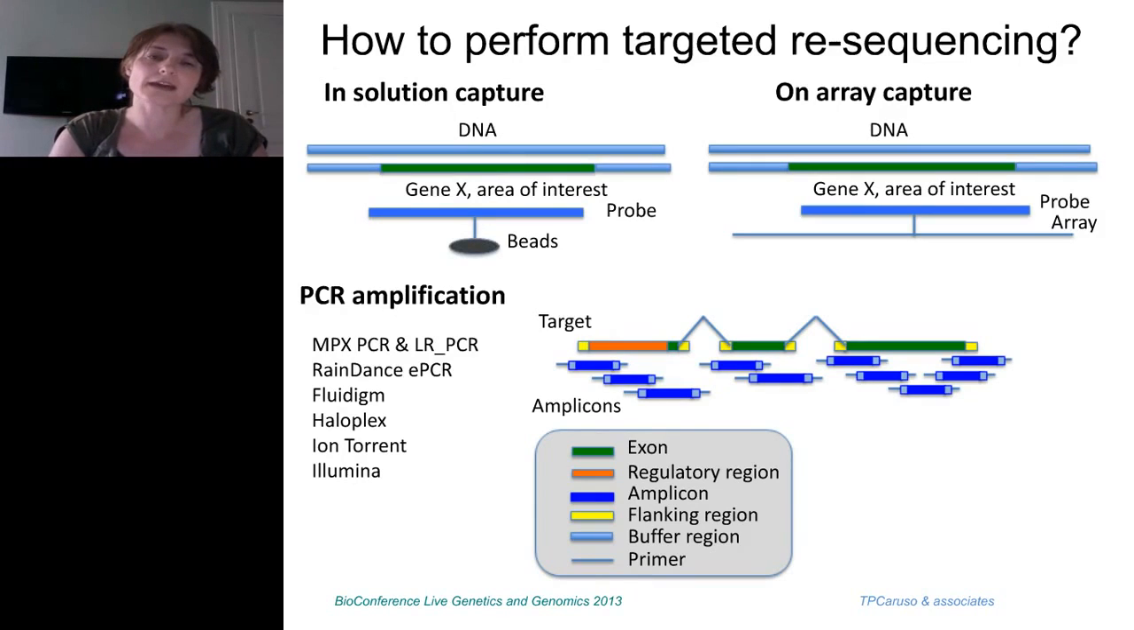PCR amplification, on the other hand, there is a number of different ways of doing it. The simplest is just multiplex PCR. You can use also Raindance, Fluidigm, Haloplex, or any of the proprietary systems from any of the companies. The main difference here is that the primers that you design have to be screened for SNPs and repeat sequences, so to ensure that you can actually amplify cleanly what you need to amplify.